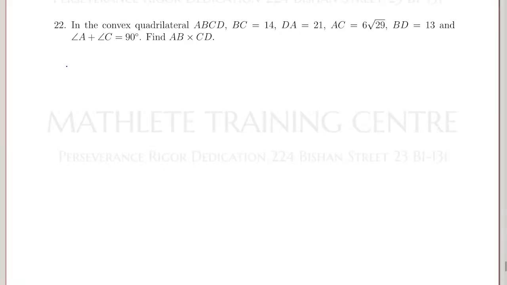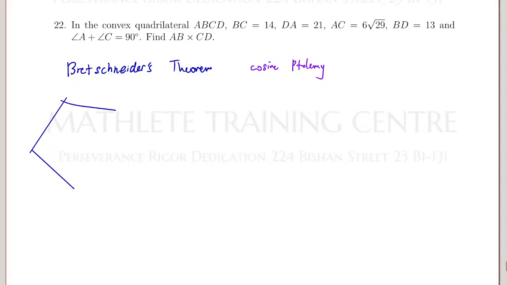Okay, this is the Bretschneider's, clearly a German name, Bretschneider's theorem. Some people apparently also call it the cosine Ptolemy, whatever that means. So what this thing says is that in a quadrilateral, it doesn't have to be any special shape, just A, B, C, D, and then E and F to represent the diagonals. We have this equality.